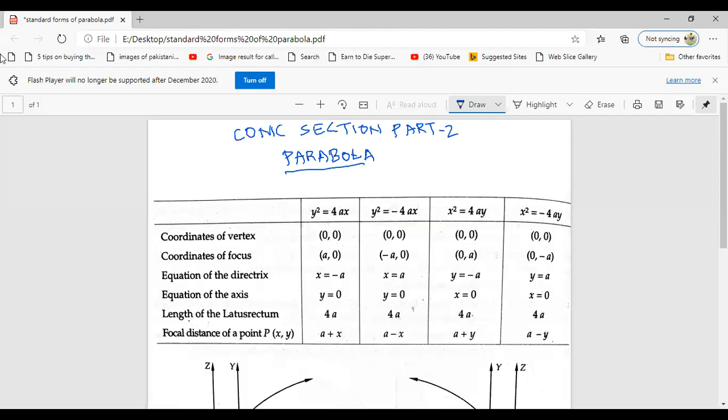Recording. So part 2, conic section. Today we will see parabola.